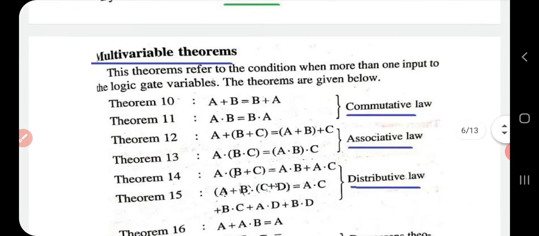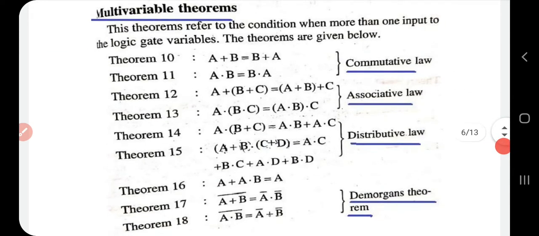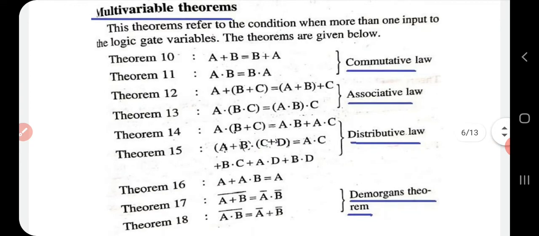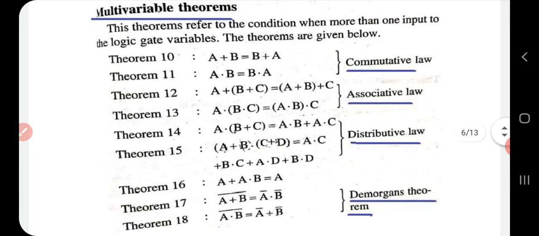There will be no change. Next is multivariable theorems. This theorem refers to the condition when more than one input to the logic gate variables. Okay, the theorems are given as such. Here there are 18 theorems.